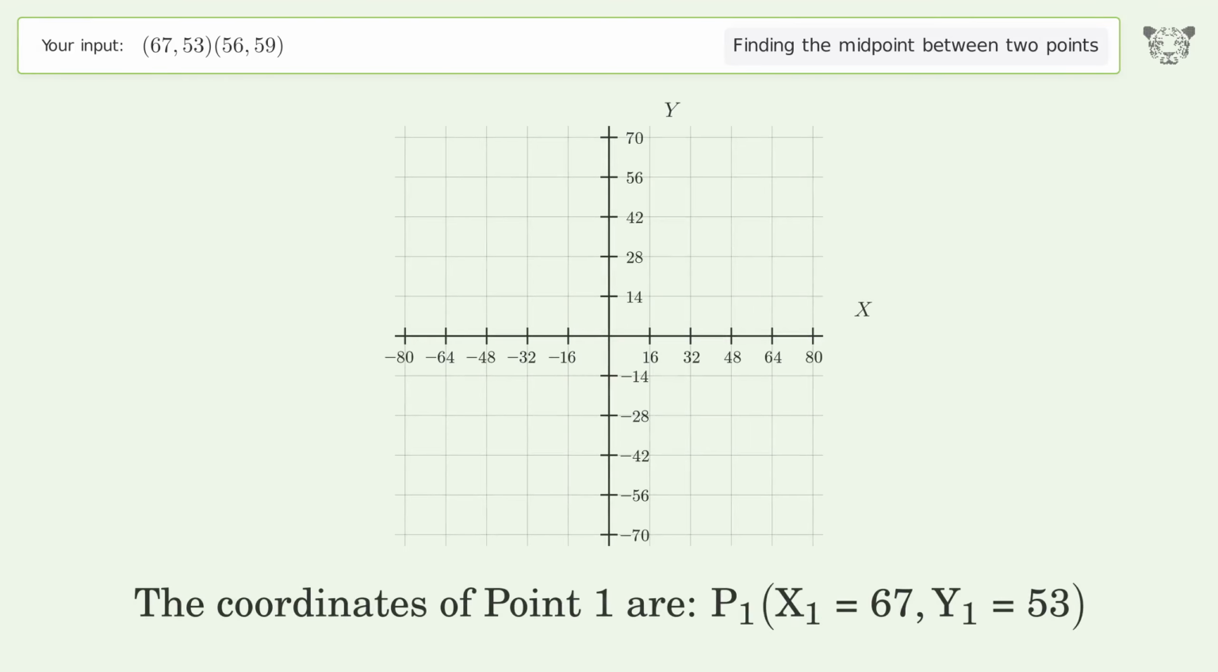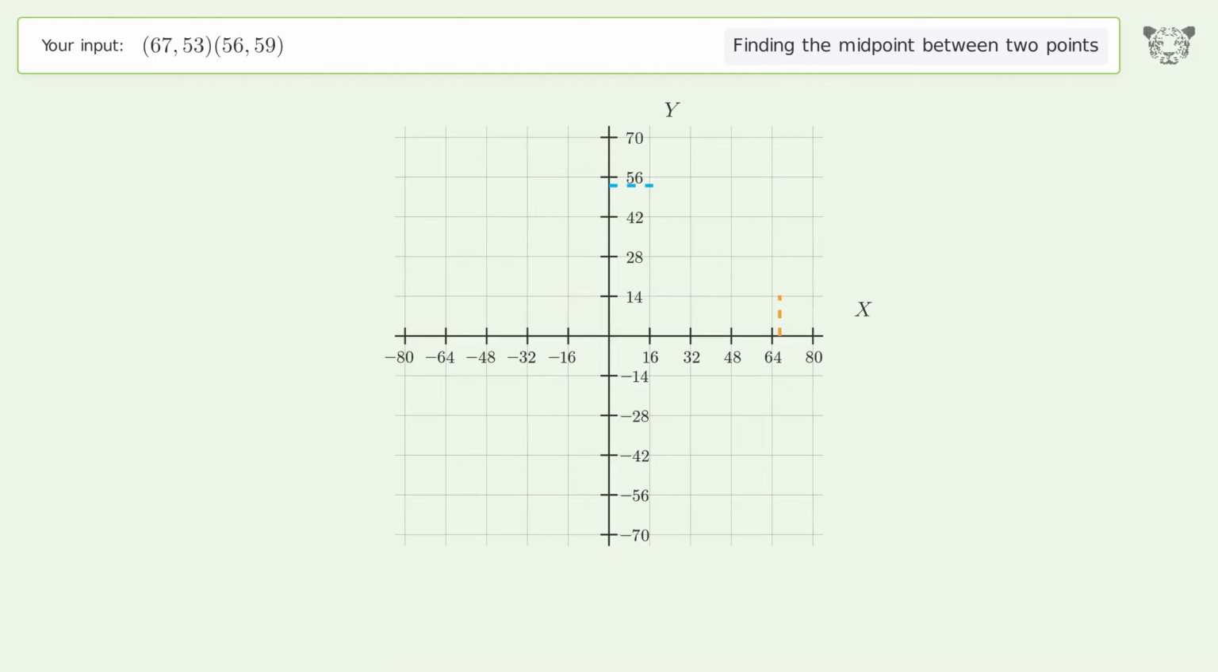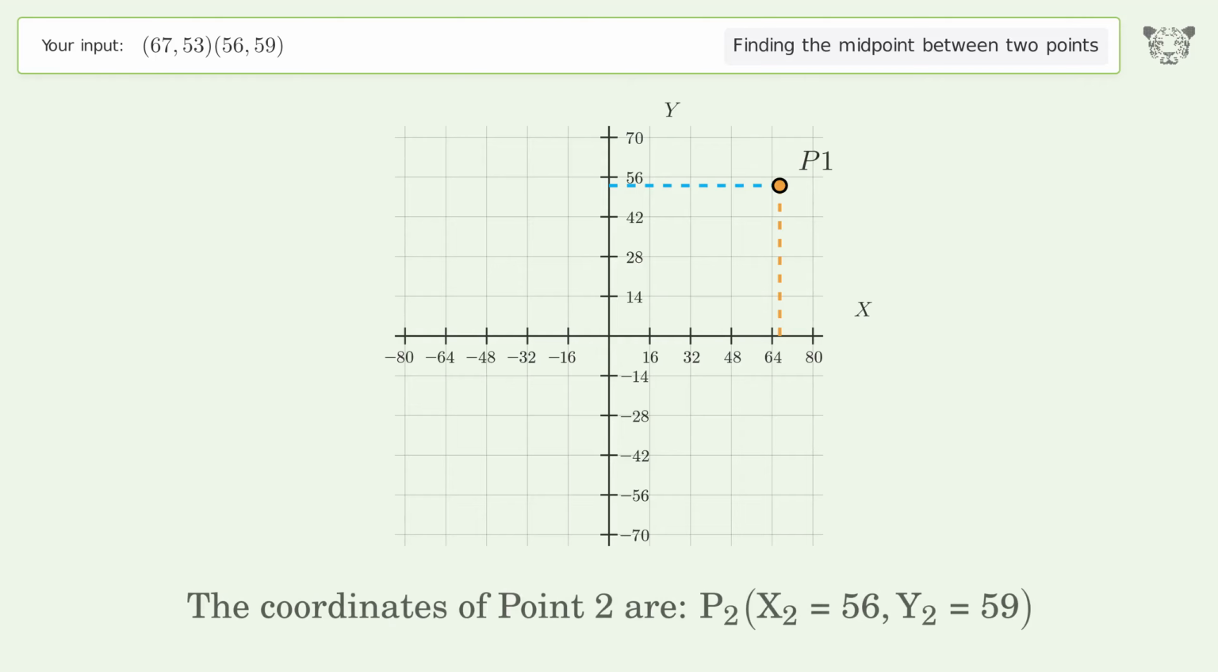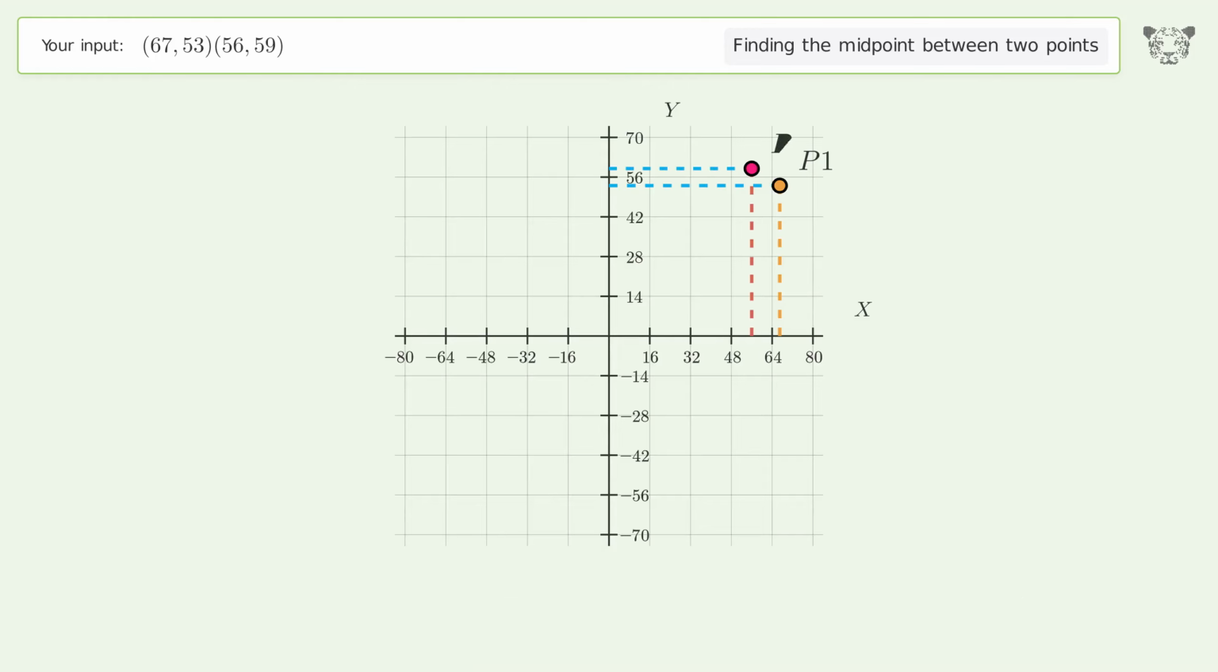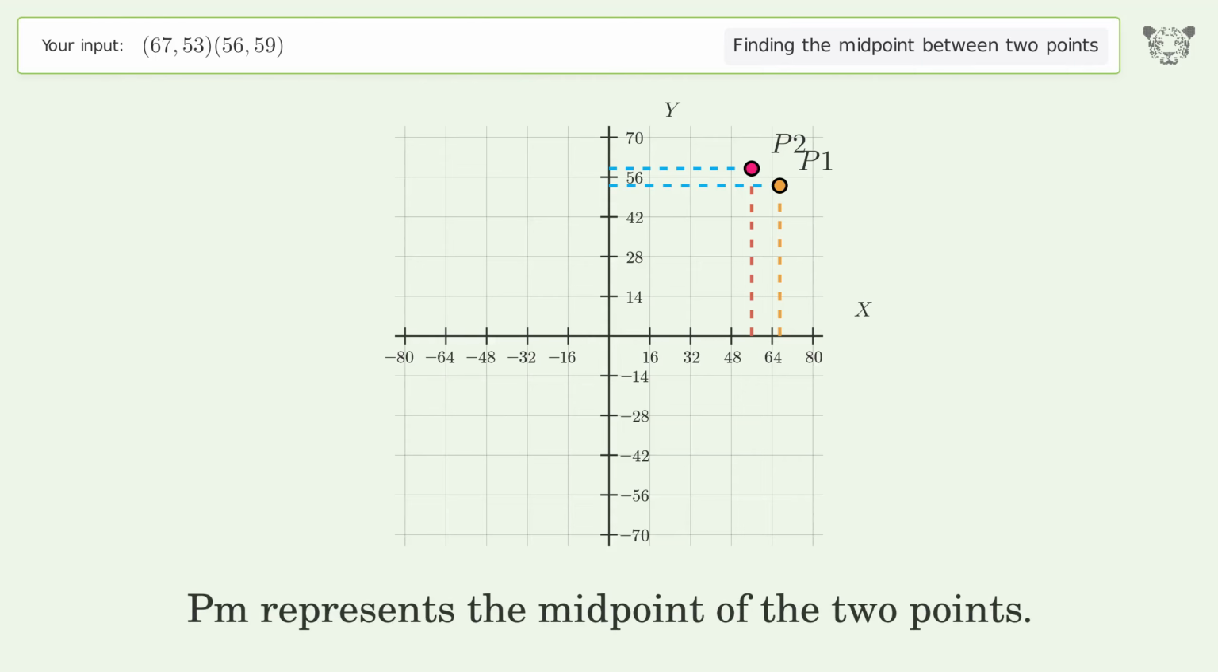The coordinates of point 1 are x1 equals 67, y1 equals 53. The coordinates of point 2 are x2 equals 56, y2 equals 59. PM represents the midpoint of the 2 points.